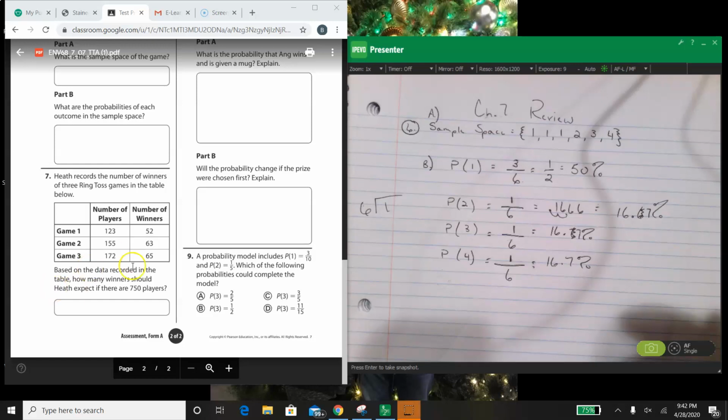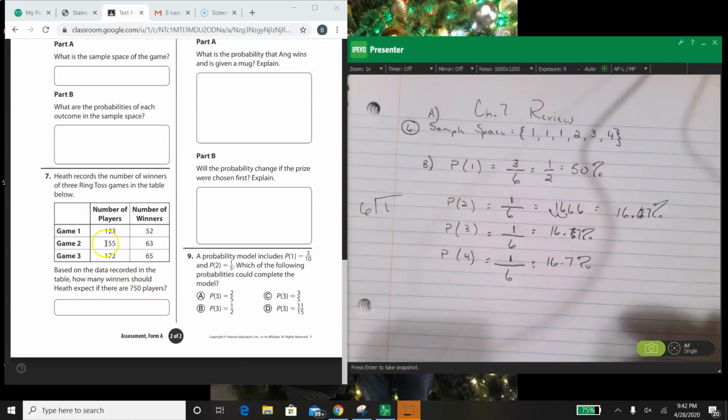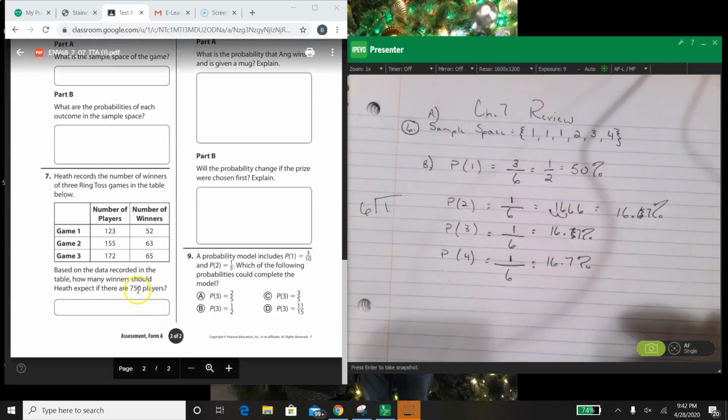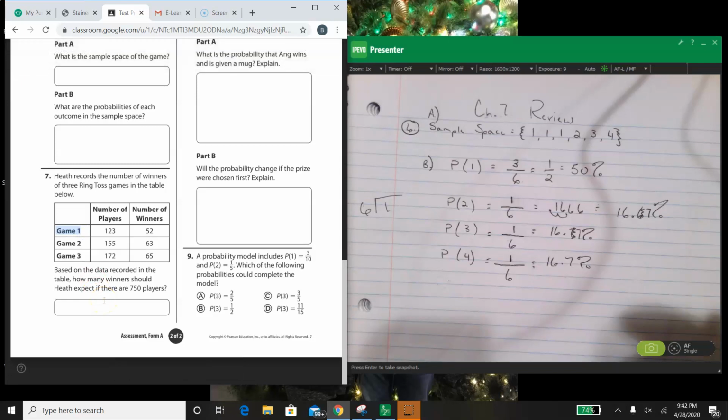Now, guys, I will say this is a question that I'm not a huge fan of, and the reason is because this question does not necessarily specify, did 750 people play all 3 games, or did 750 people play just game 1? Or maybe they played just game 3. All it says is, based on the data recorded in the table, how many winners should Heath expect if there are 750 people? Because the question says, based on the data recorded in the table, I'm assuming they're talking about the entire table. So we're going to just imply that this 750 players means for the entire table.